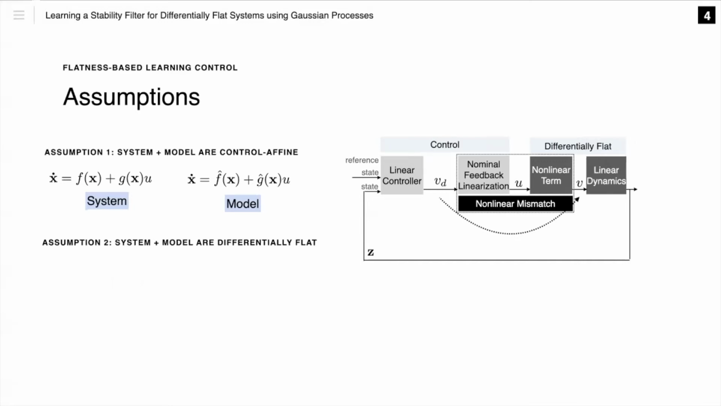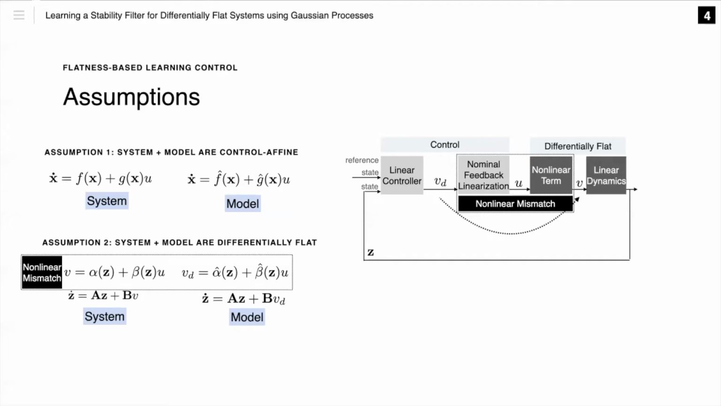Secondly, we assume that both the actual system and our nominal model are differentially flat. This means that we can rewrite the system dynamics comprising of a nonlinear term, where the functions alpha and beta are unknown, and a known linear dynamics. We can similarly do the same thing for our nominal model. While both our system and nominal model have the same linear dynamics, there is a nonlinear mismatch as a result of functions alpha and beta being unknown.